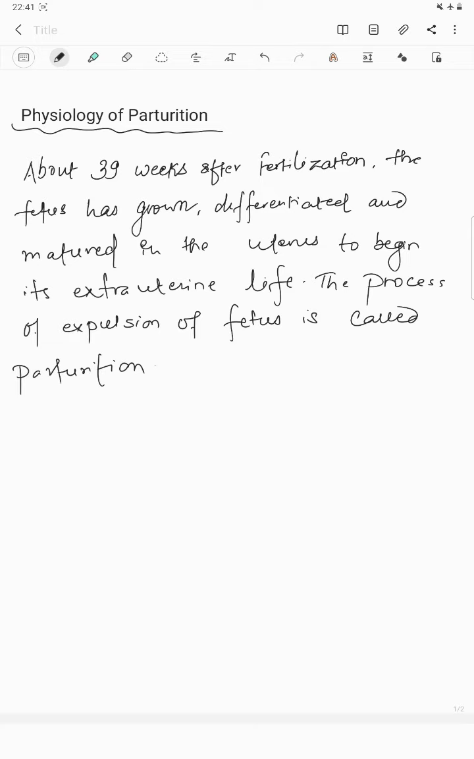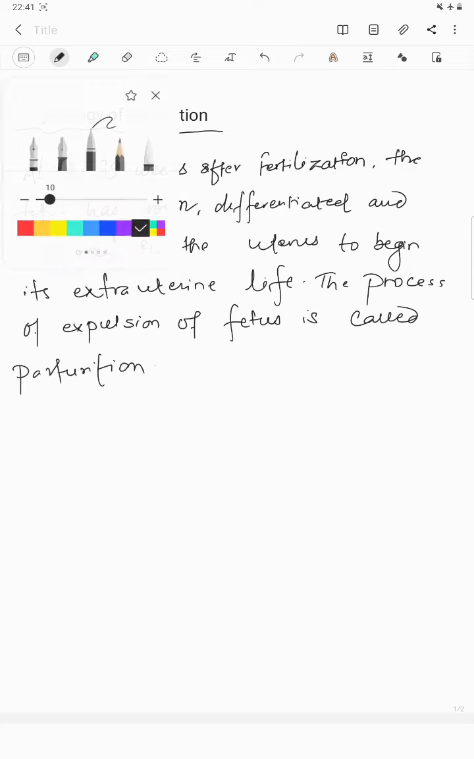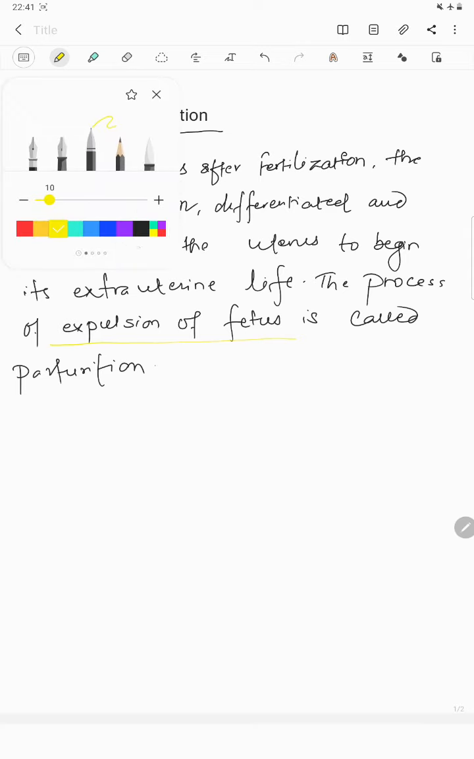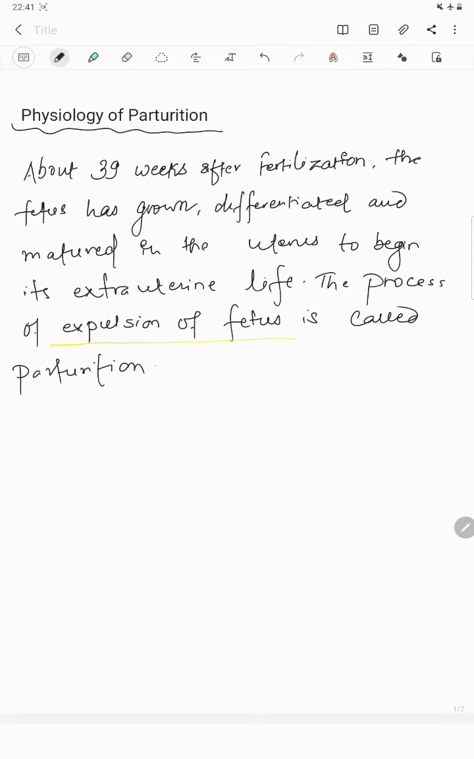About 39 weeks after fertilization, there are steps like implantation, then growth, differentiation, and maturation of the fetus in a way that now it is able to live its life outside the uterus, but for that it has to be expelled out of the uterus. The process of expulsion of fetus from uterus is called parturition. So this is our definition of parturition.